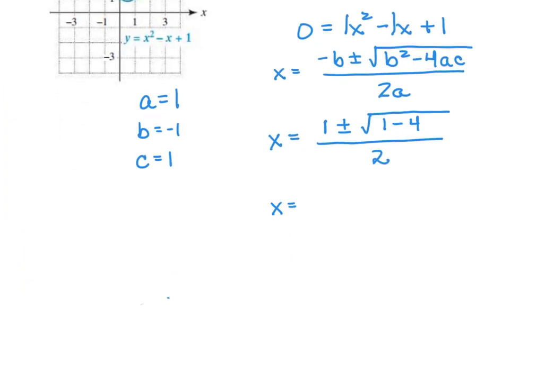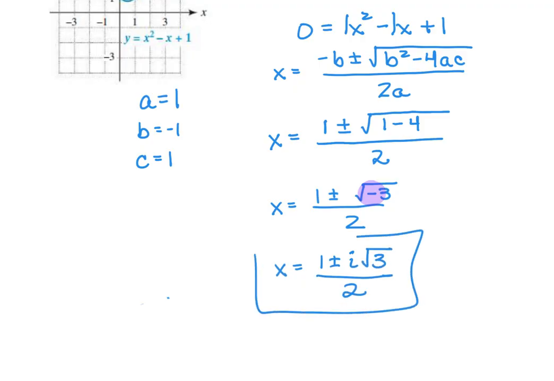All right, if we finish simplifying inside our square root, we get 1 minus 4 is negative 3 over 2. Square root of 3 does not simplify, but we do have that negative there that we can go ahead and bring out, and we get 1 plus or minus i square root of 3 over 2.